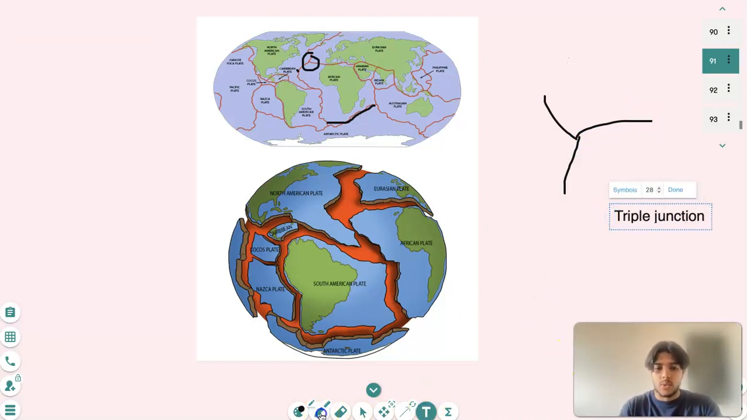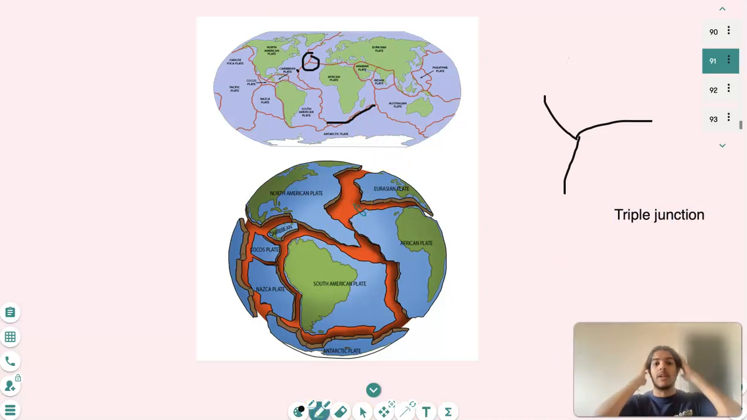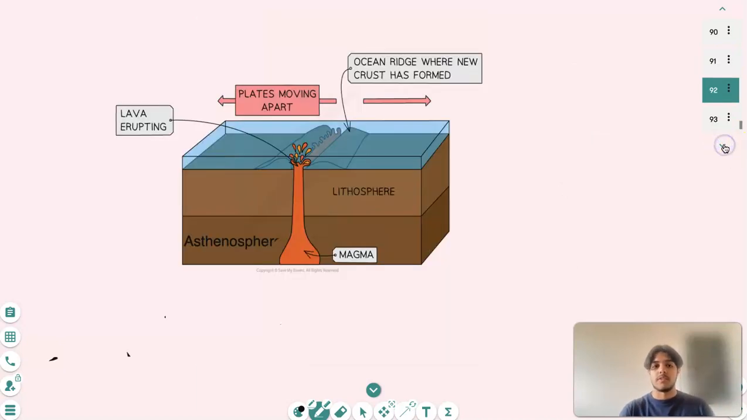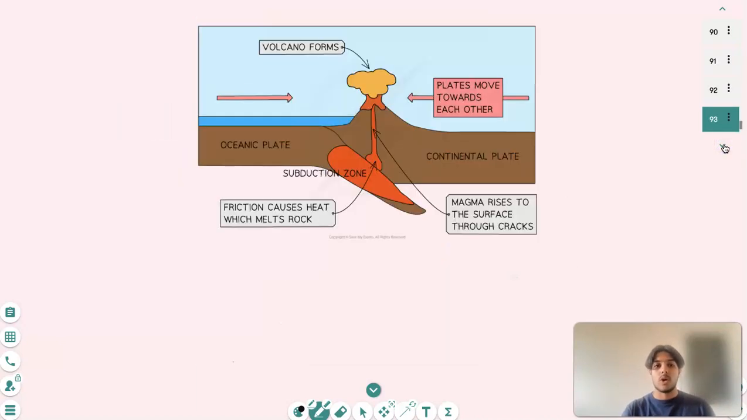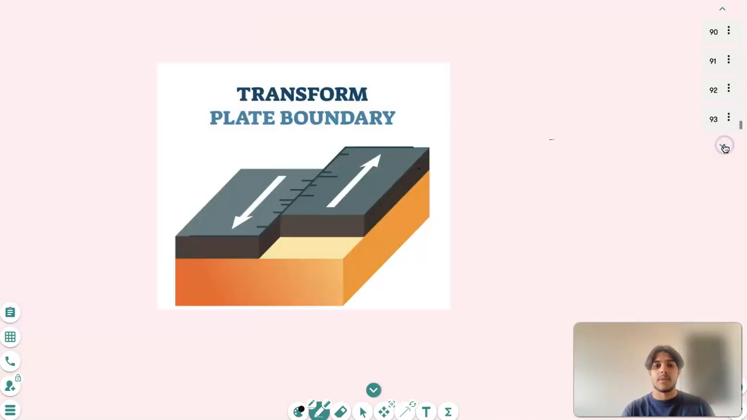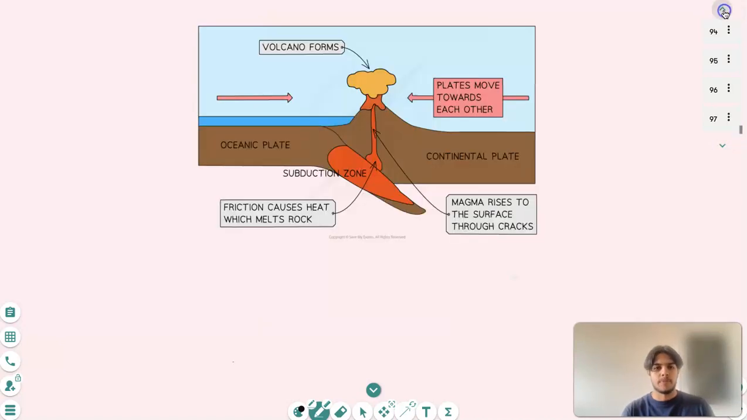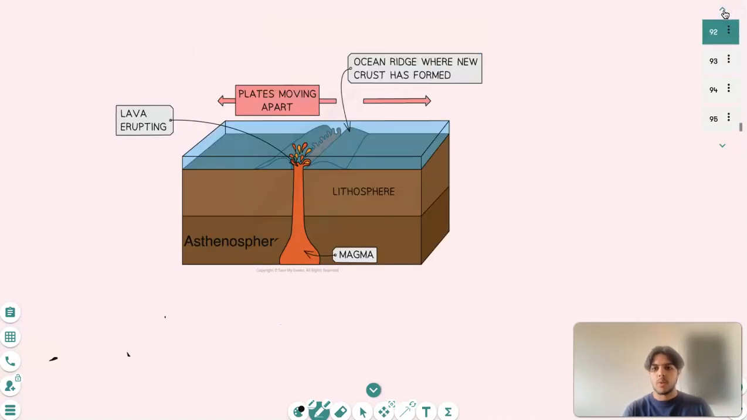So these areas where the plates meet, they're called plate boundaries, unsurprisingly. And these plate boundaries are very, very dynamic. There's a few different types. There's three that we'll be covering today. So we've got divergent plate boundaries, we've got convergent plate boundaries, and we've got transform plate boundaries. And we'll see why they're important, how they work, and what we can find on them.